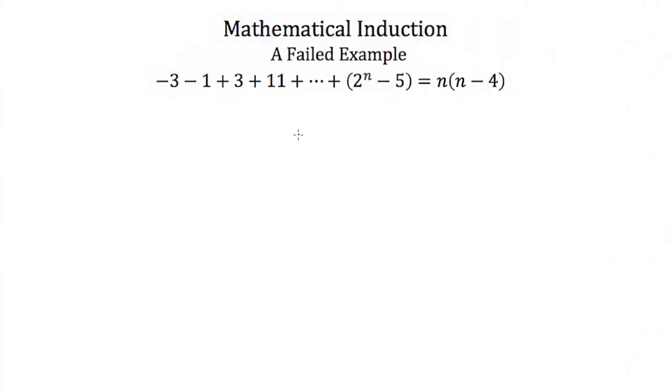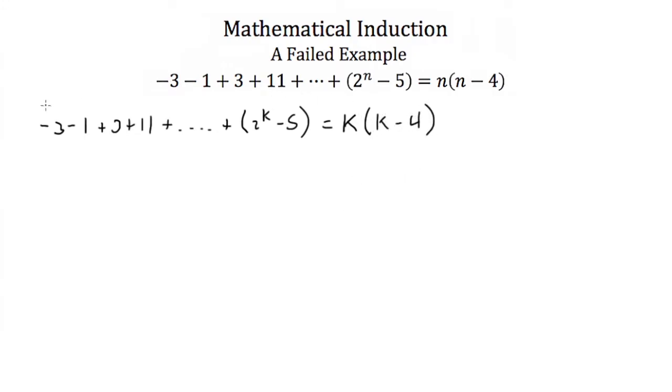So now let's look at another example. Here we have a series, and this is equal to n times n minus 4. So I want to check this for all values of k. So my formula would look like negative 3 plus negative 1 plus 3 plus 11 plus all the numbers all the way up to 2 to the k power minus 5. And this is supposedly equal to k times k minus 4.